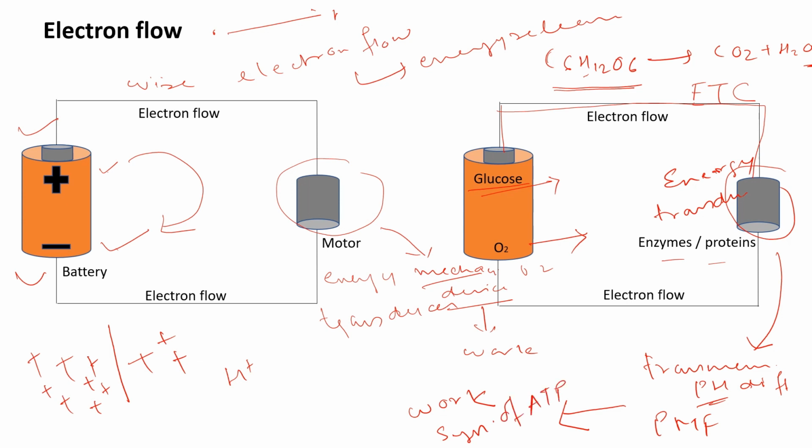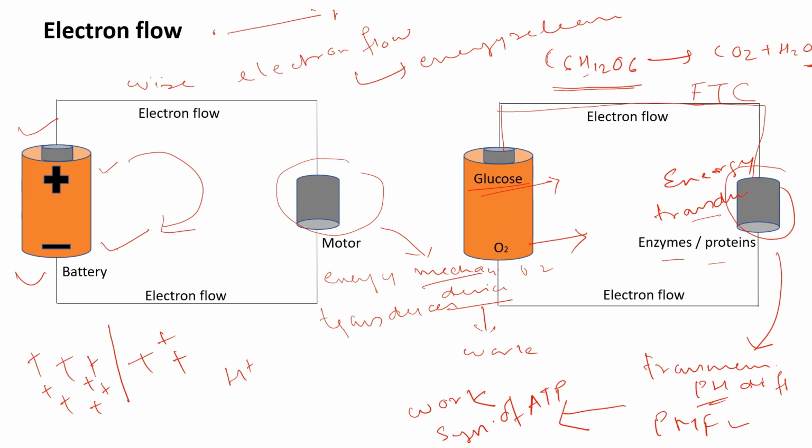In a biological system, glucose is being oxidized. During this process, electrons are released. These electrons are transported through the electron transport chain. While the electrons are transported, energy is also released. This energy is captured by any energy transducers like enzyme or protein. These energy transducers will transfer this energy to generate a proton motive force. What is proton motive force or how is it generated?